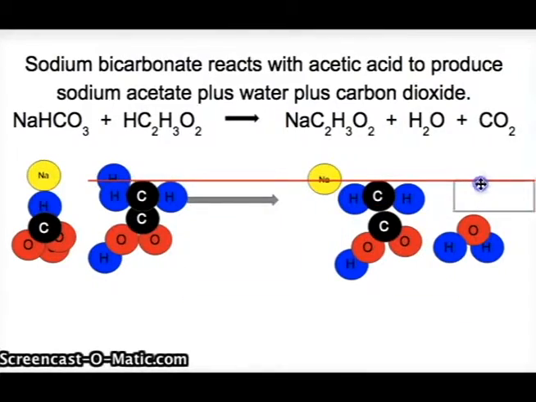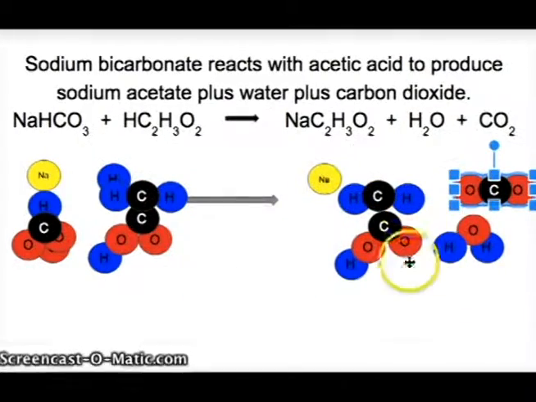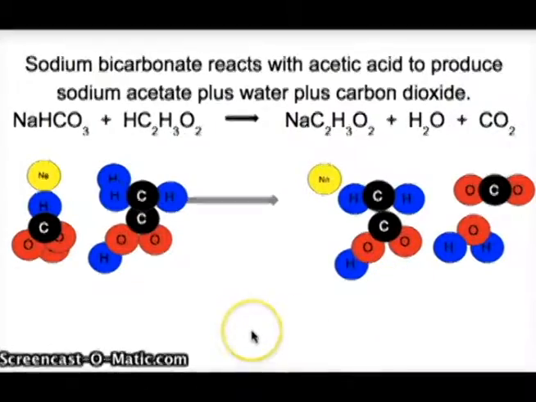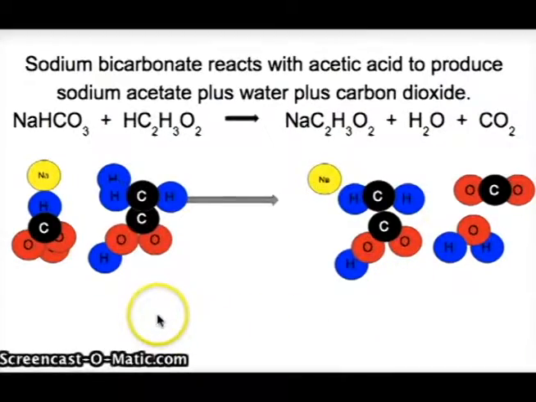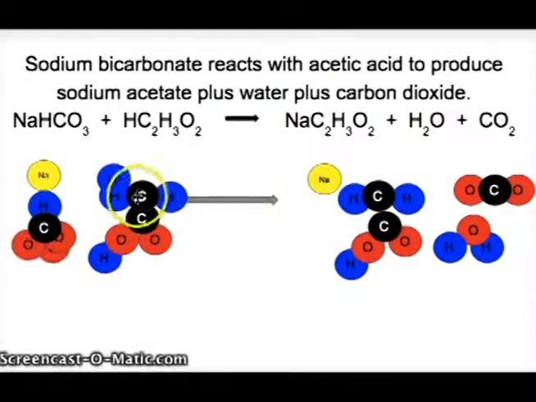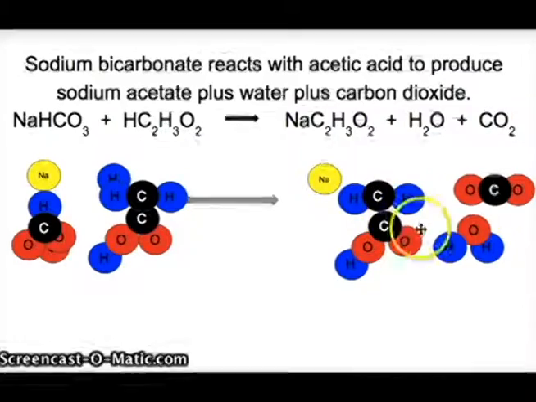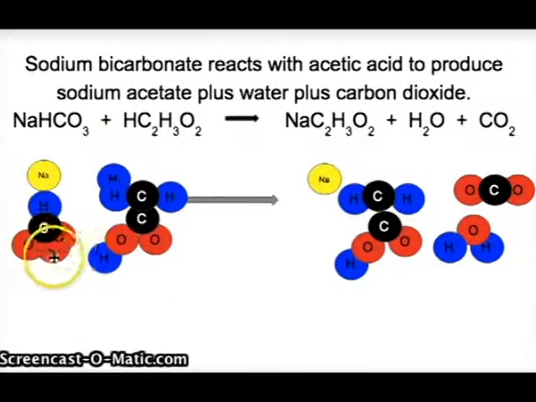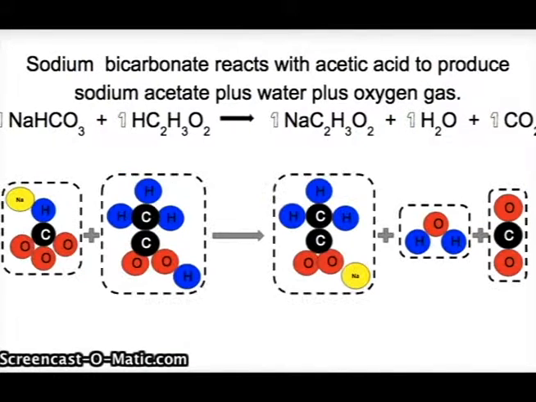Now what you can notice here is when we're trying to balance these things, we want to make sure we have the same number of each type of atom on both sides of the arrow. And you'll see we have a sodium on each side. We have 1, 2, 3 carbons, 1, 2, 3 carbons, 1, 2, 3, 4, 5 oxygens, 1, 2, 3, 4, 5 oxygens, and our hydrogens are also balanced on both sides of the equation. So there we have the reaction.